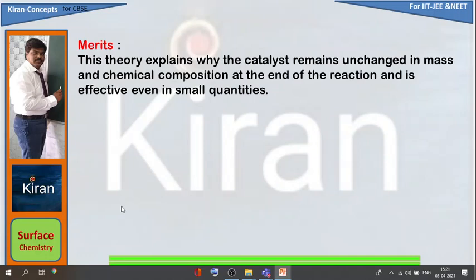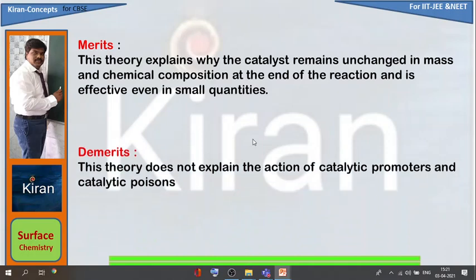Merits. This theory explains why the catalyst remains unchanged in mass and chemical composition at the end of the reaction and is effective even in small quantity. We have already experienced it. The catalyst is not involved in the chemical reaction. It is not changed in chemical composition at the end of the reaction, and it is effective even in small quantity. When you add a little quantity, the chemical reaction speed also increases. That is the speciality of the catalyst.